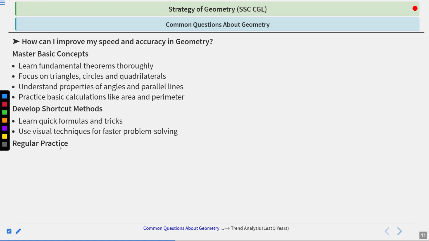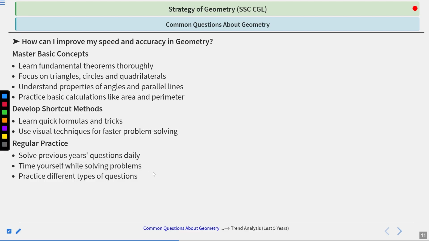Regular practice: solve previous year's questions daily, time yourself while solving problems, practice different types of questions, and focus on accuracy before speed, because if your accuracy is low, you get wrong answers, so speed doesn't matter.